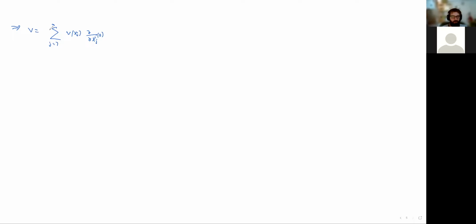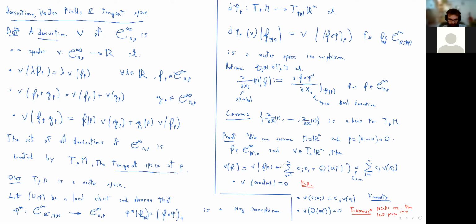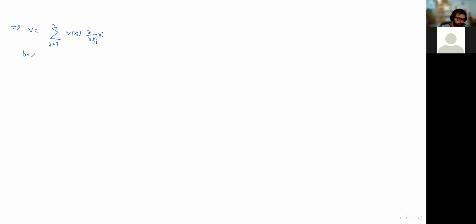If you take V and you take V of f, then what you get here is V of xj times the derivative of f with respect to xj at 0. And this is exactly what happened here, because these Cj's are the derivatives. Cj from the previous slide is exactly the derivative of f with respect to xj at the point 0. Okay, this is because it's a Taylor expansion.